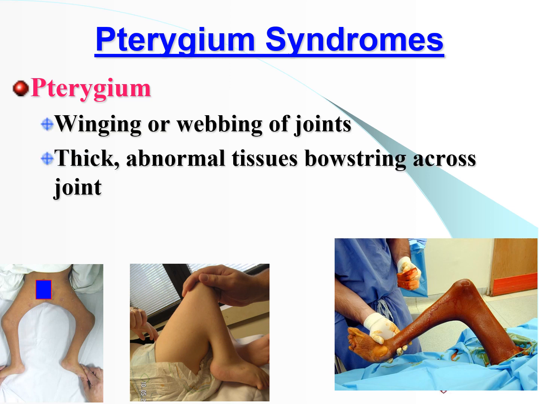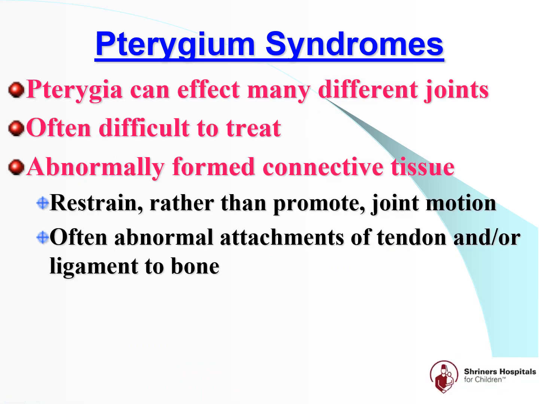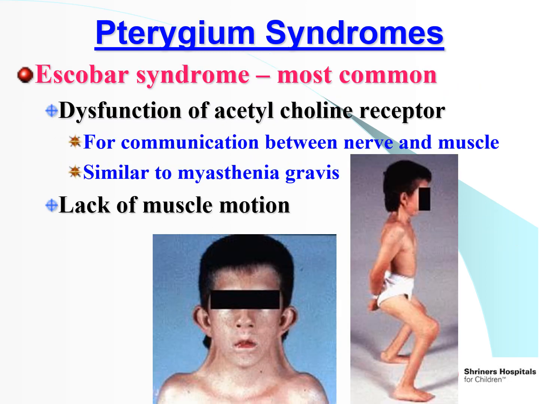Pterygii are winging or webbing of joints with a thick tissue that crosses and bowstrings the joints. There are many different forms of Pterygium Syndromes, most of which have an underlying genetic cause. Pterygii can affect many different joints and are often very difficult to treat. The abnormally formed connective tissue restrains the joint from moving. The most common Pterygium syndrome is Escobar syndrome. It is caused by a dysfunction of the acetylcholine receptor, an important part of the communication of the nerve to the muscle. If it is not working correctly, the signal from the brain cannot get to the muscle. It is actually very similar to an adult condition known as myasthenia gravis.